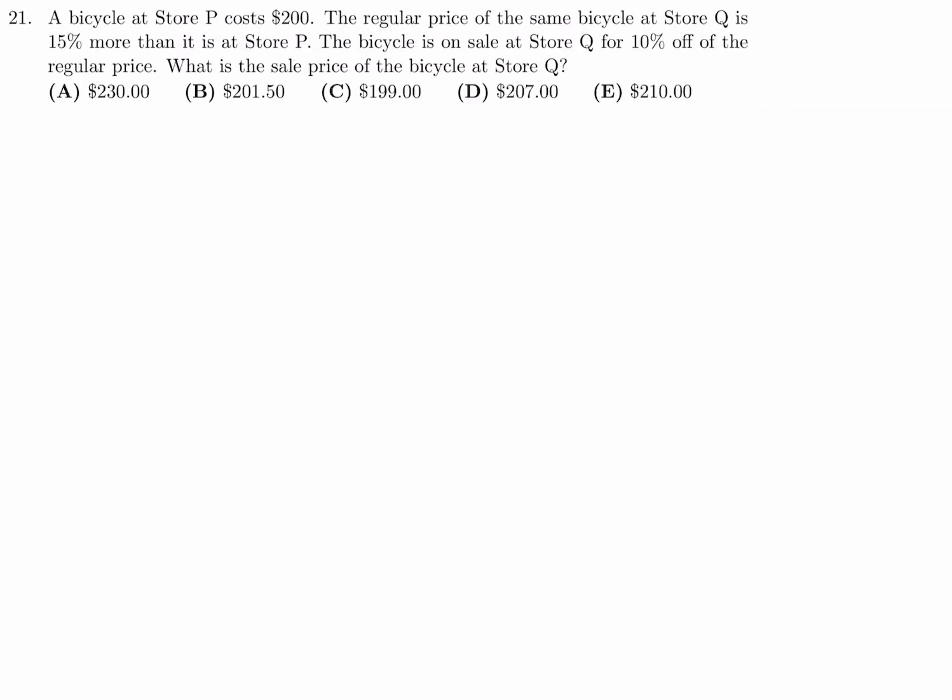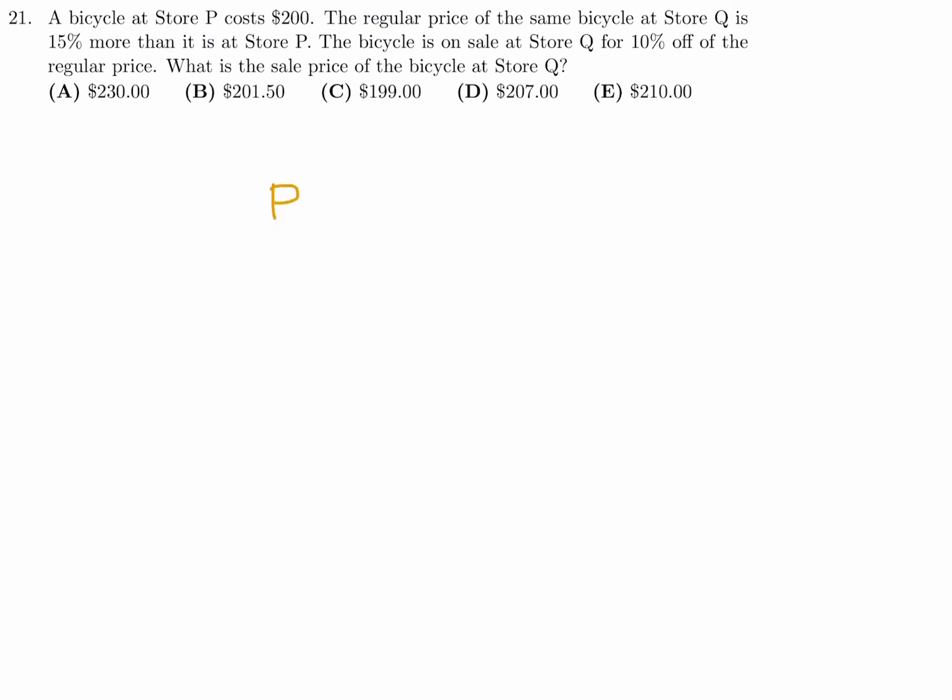A bicycle at store P costs $200. The regular price of the same bicycle at store Q is 15% more than it is at store P. The bicycle is on sale at store Q for 10% off of the regular price. What is the sale price of the bicycle at store Q?